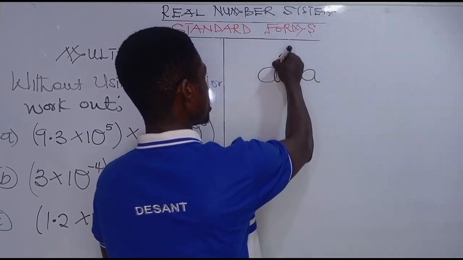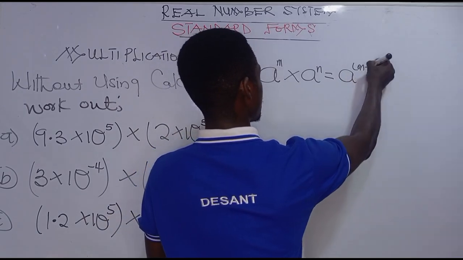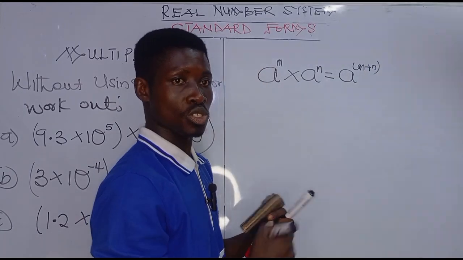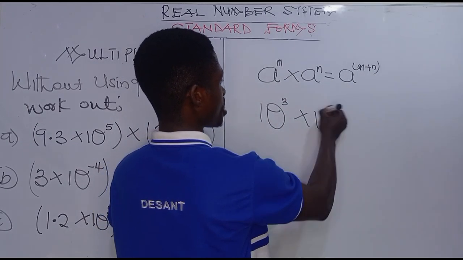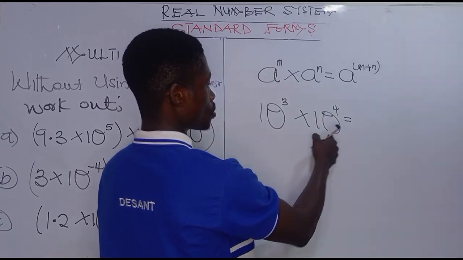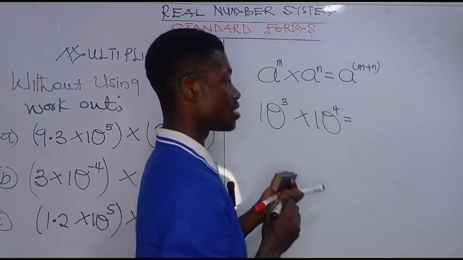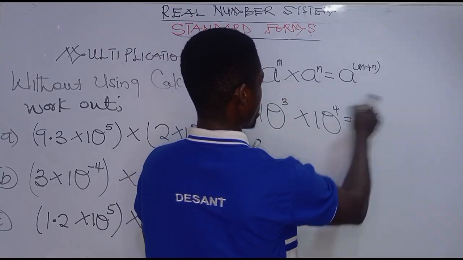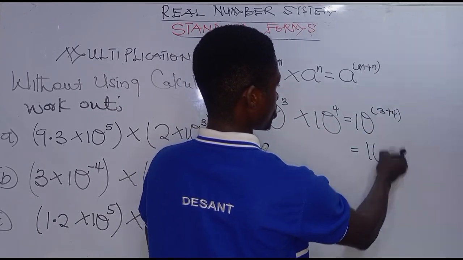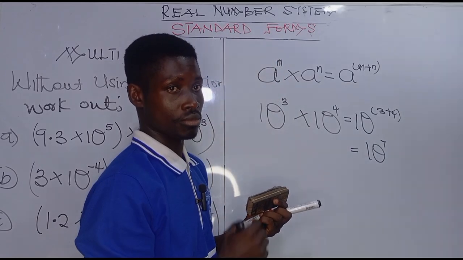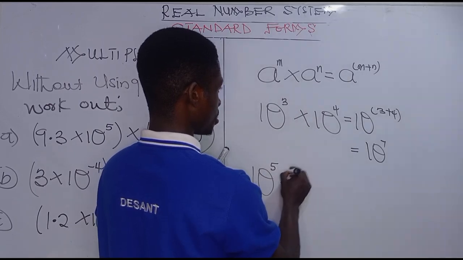and they have the same base, we pick one of the bases and then we add their exponents. So when you have 10 raised to the power 3 times 10 raised to the power 4, since these two numbers are multiplying and they have the same base, we pick one of the bases, which is 10, and then we add their exponents, 3 plus 4, and that gives us 10 raised to the power 7.